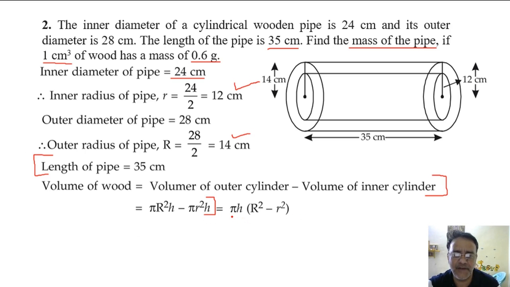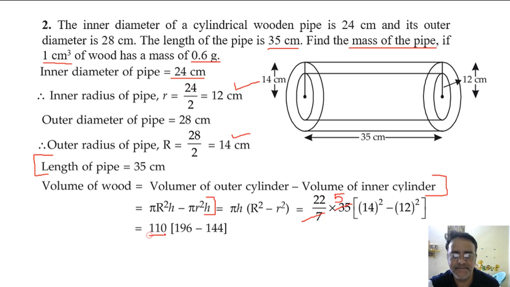The value of pi is not given in the question. So 22 upon 7 into 35 into 14 square minus 12 square. This we can cancel. So it becomes 110. 196 minus 144, that is 52. So 110 into 52, you will get the final answer 5720 centimeter cube. Now this is the volume of wood.